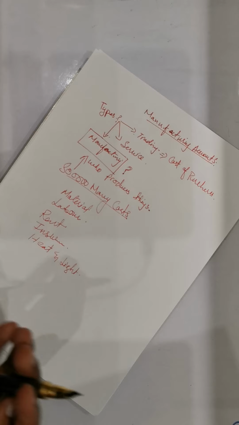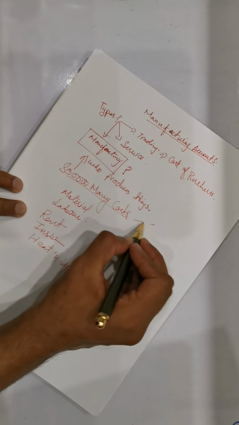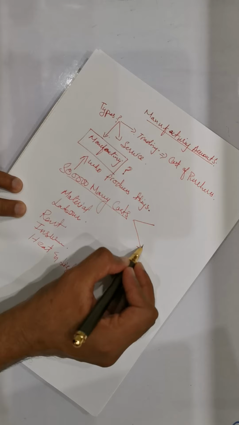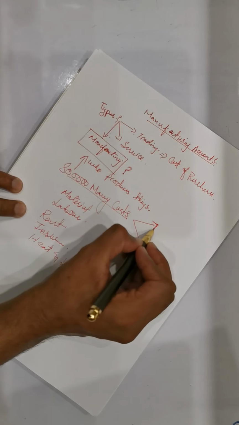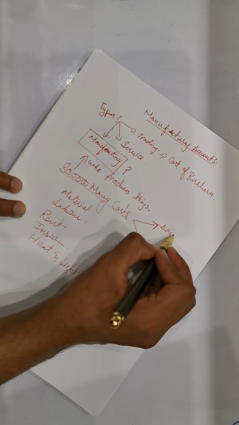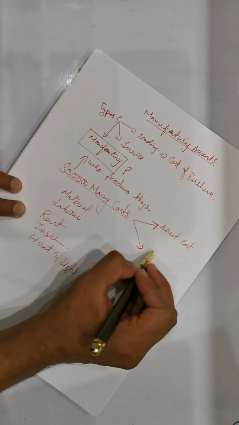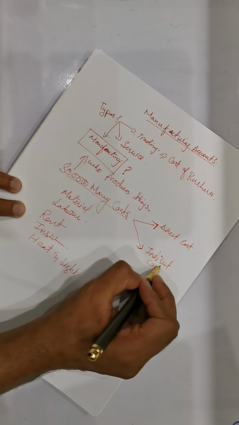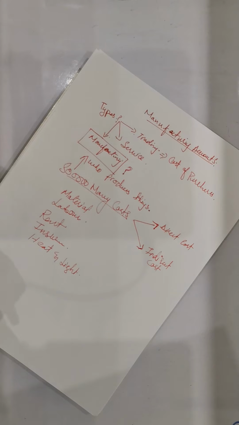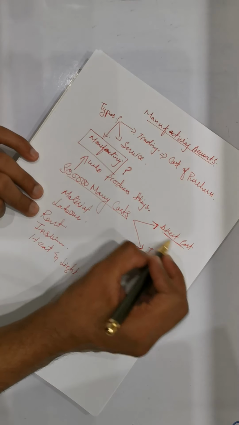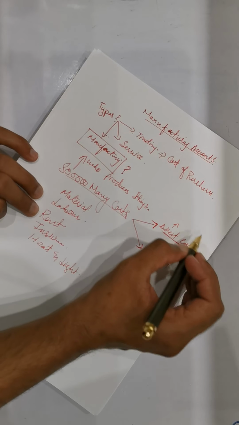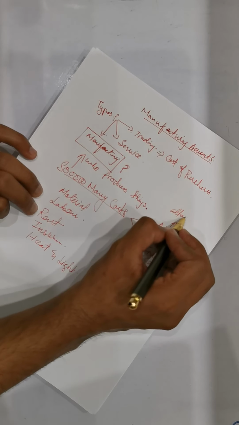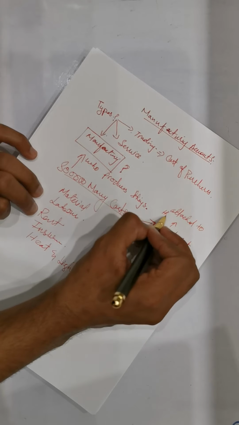Generally, the expenses are categorized into two types. One is direct costs, and the other one is indirect costs. Now, when we talk about direct costs, what are they? Direct costs are those costs which are directly attached to the product.